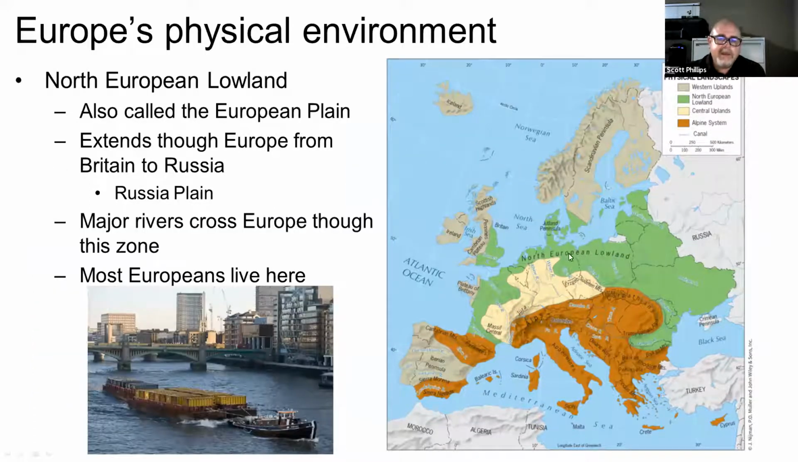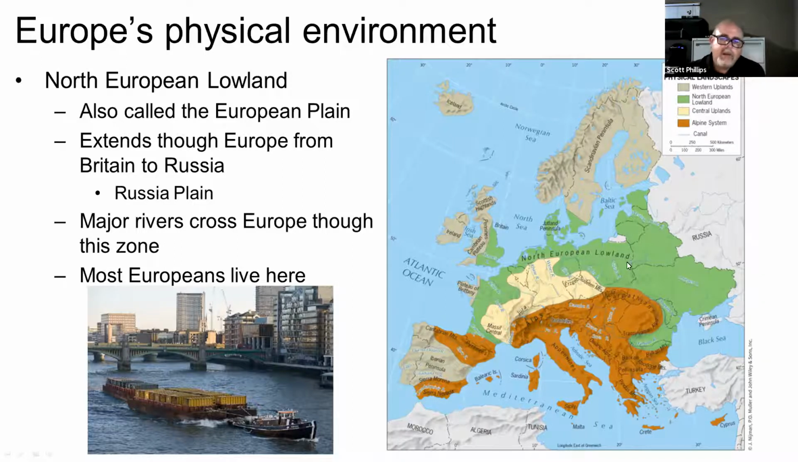And then lastly, you have this part in green called the North European lowland. It's also called the European plain at times. We'll talk about that when we get to the Russia chapter. Our book calls it the North European lowland. Other books call it the European plain. It extends from Britain all the way into Russia. It's not shown in this figure, but when we get to the Russia chapter, we're going to see how this keeps on going right up to the Ural Mountains through Russia.